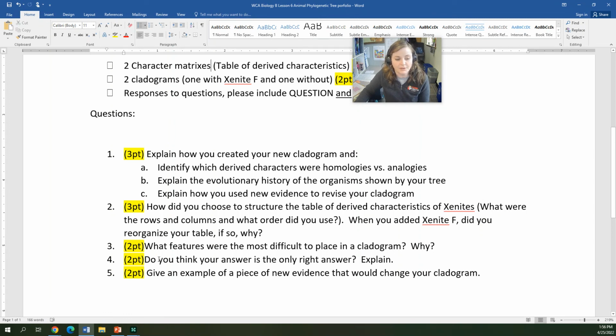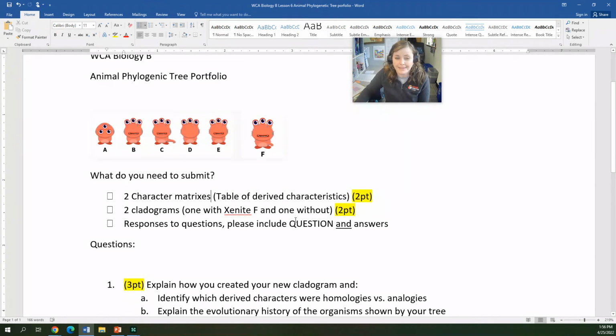Question 4, do you think your answer is the only right answer? Explain. Question 5, give an example of a piece of new evidence that would change your cladogram. What new information might cause you to change your mind on this? And that's it. I don't think this is super difficult to do.